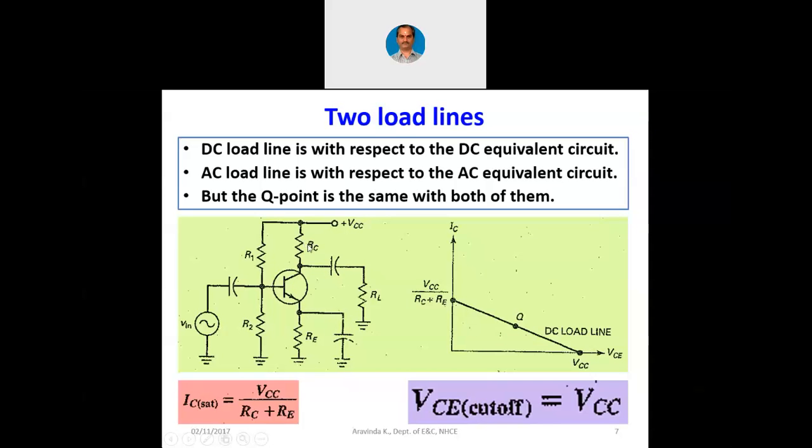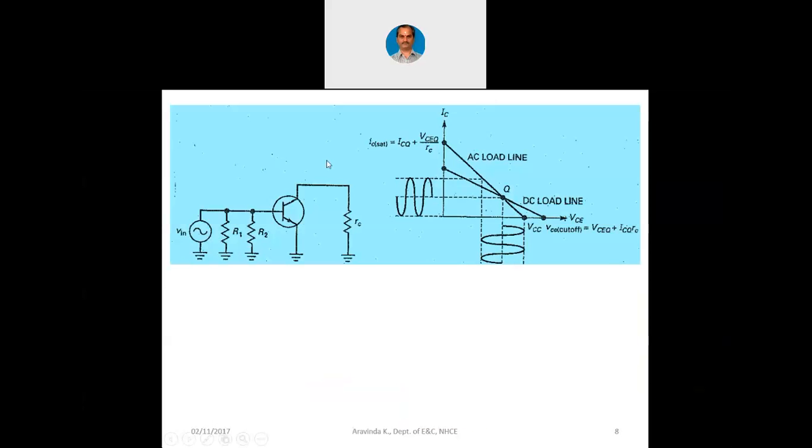So that way, that small rc can be written as capital RC parallel with small r naught parallel with RL. If RL is connected, if RL is not there, then it is capital RC parallel with small r naught. We have seen this earlier. So that is represented with small rc here.